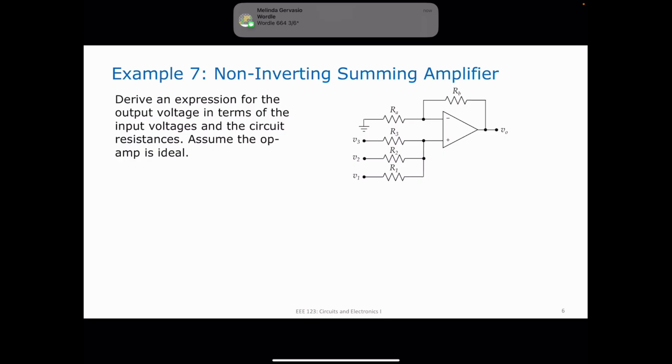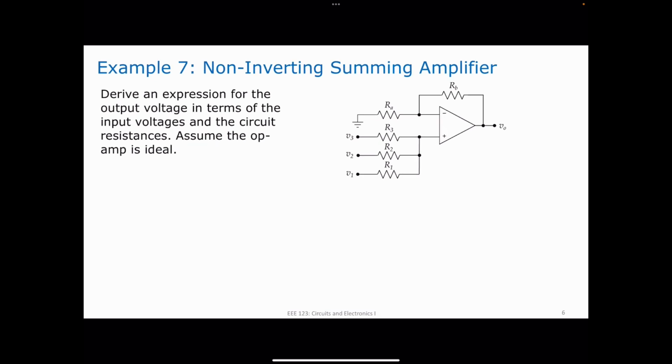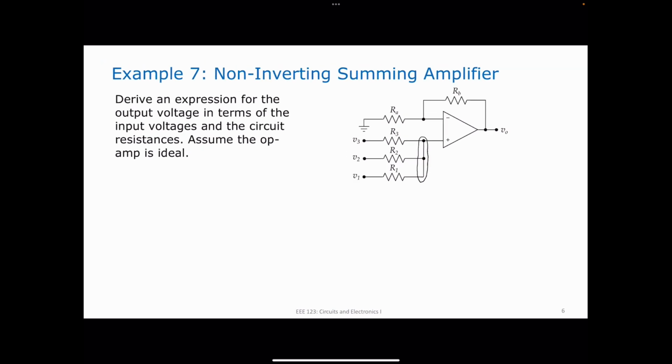If there is an inverting summing amplifier, there's also a non-inverting summing amplifier. So let's analyze this circuit. Here we do KCL in two different nodes. First, we do KCL in this particular node. So this is the KCL in the plus terminal.